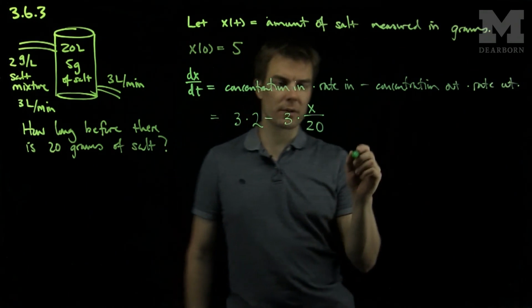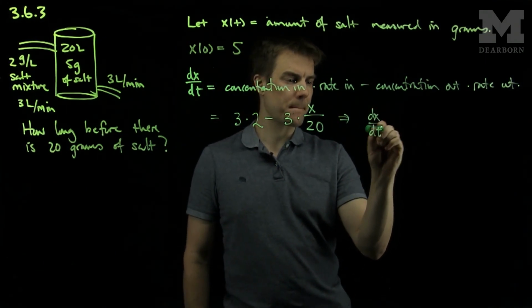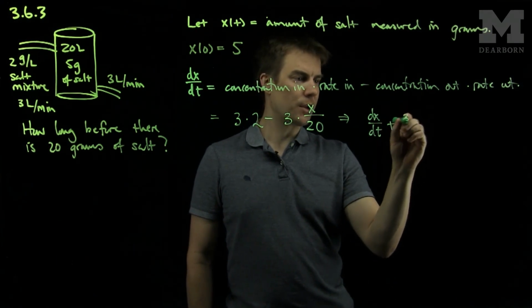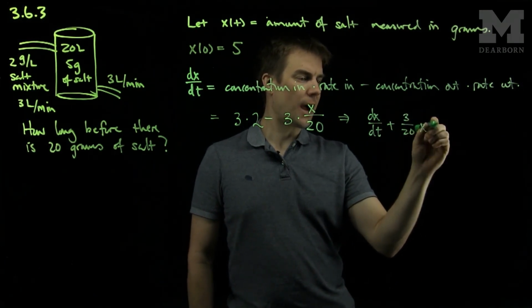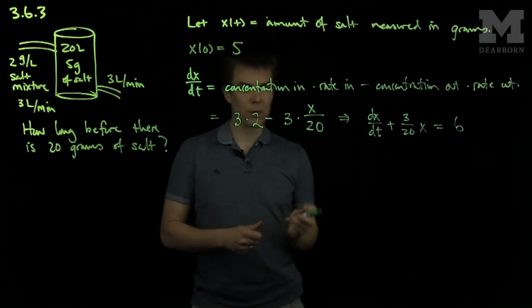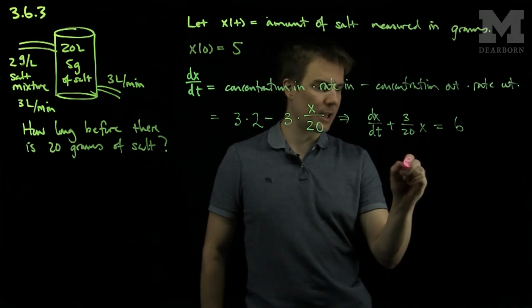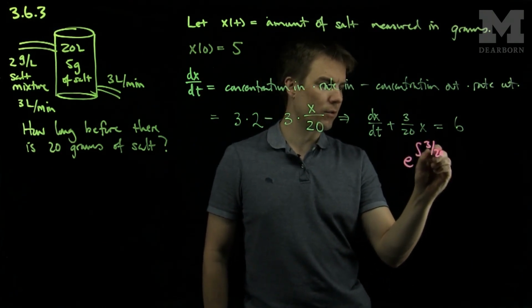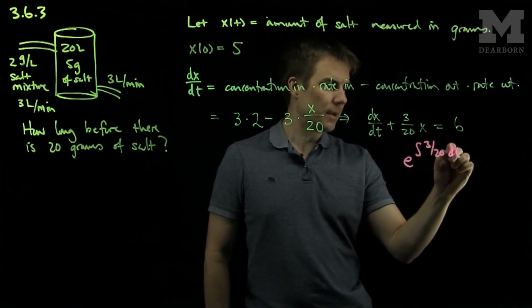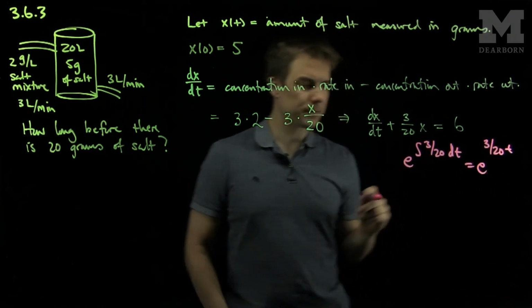This gives us a first order differential equation, which can be written in the form dx/dt plus 3 over 20 x equals 6. And now we'll use our integrating factor. This is a linear equation, so our integrating factor will be e to the integral of 3 over 20 dt, which will be e to the 3 over 20 t.